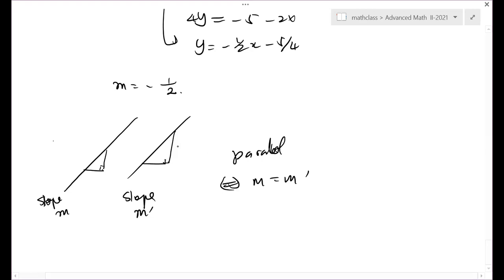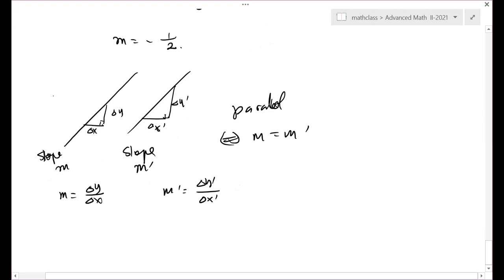So that's why the ratio will be the same. If this is y prime, this is x prime, this is delta y, this is delta x, then m equals delta y over delta x, and m prime equals delta y prime over delta x prime. So parallel means they have the same slope.